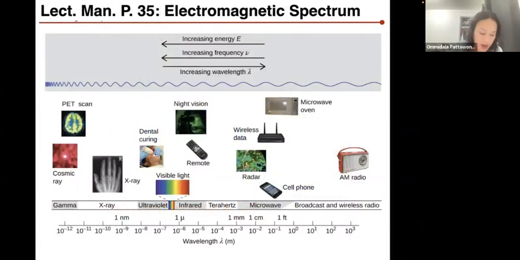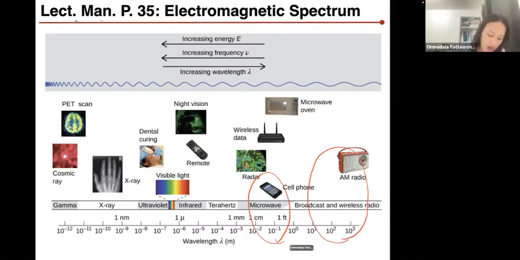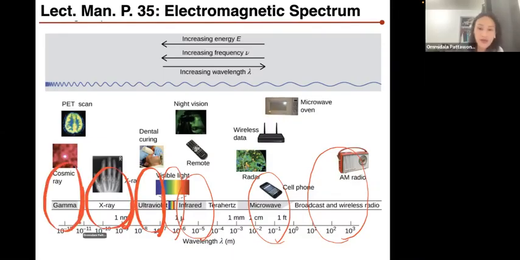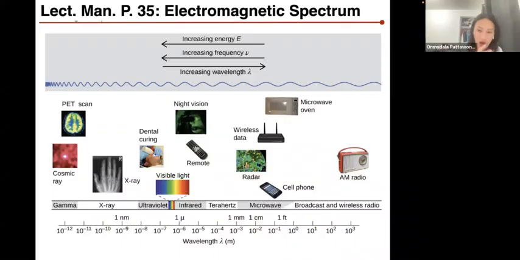Before we move to the next topic, I would like to talk about the electromagnetic spectrum a little bit more. According to this spectrum, the radio wave has a longer wavelength than the microwave. Microwave has a longer wavelength than infrared. Infrared has a longer wavelength than the visible light. Visible light has a longer wavelength than ultraviolet, and ultraviolet has a longer wavelength than X-ray. And then X-ray has a longer wavelength than gamma ray. That's the broad regions that we can break them into.